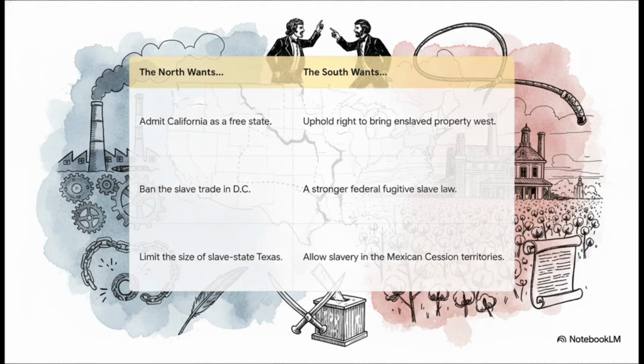By 1850, the North and South wanted completely opposite things. The North was pushing to let California in as a free state and wanted to ban the slave trade in Washington, D.C. The South, on the other hand, demanded the right to take enslaved people west and insisted on a much stronger law to recapture anyone who escaped. Congress was just completely deadlocked.